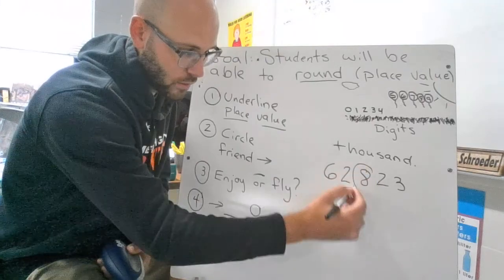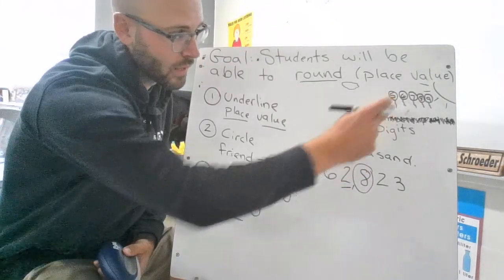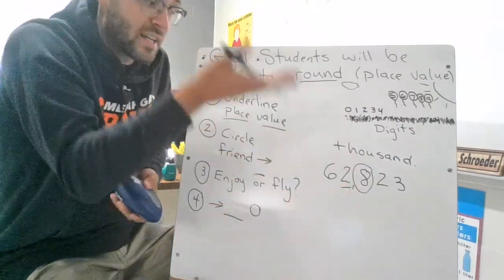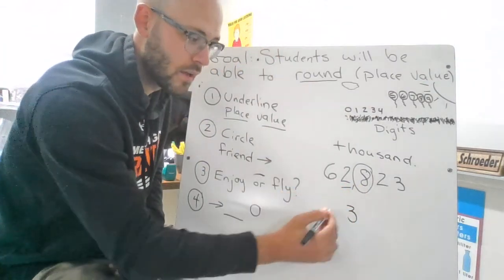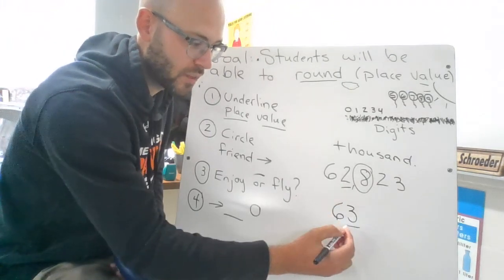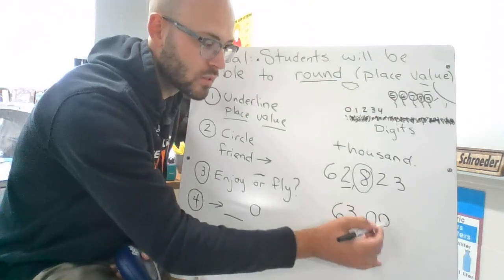Then I circle the friend to the right. It's 8, enjoy its day or fly away. On my drawing, it says it flies away. So the 2 flies away as well, because the circled friend tells the underline what to do, and becomes a 3. 6 stays the same. Everything to the left stays the same. Everything to the right becomes a 0.